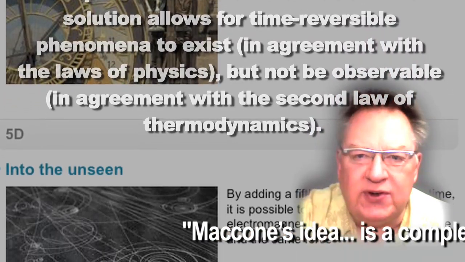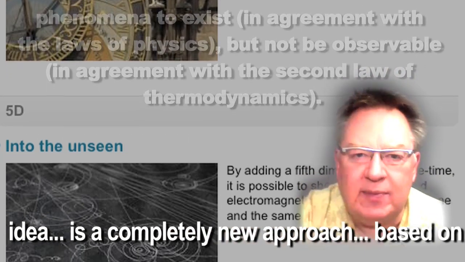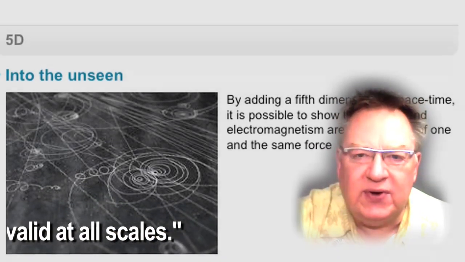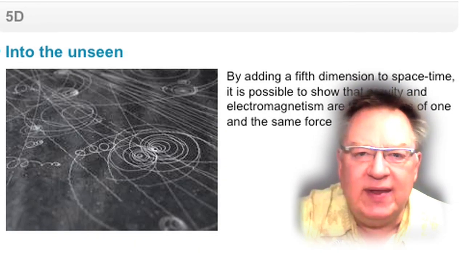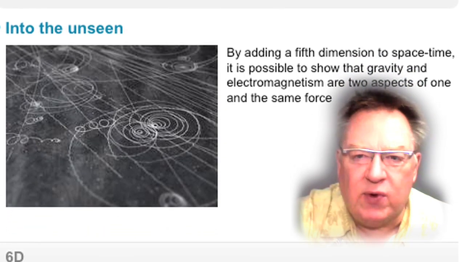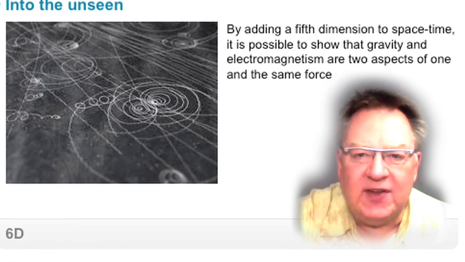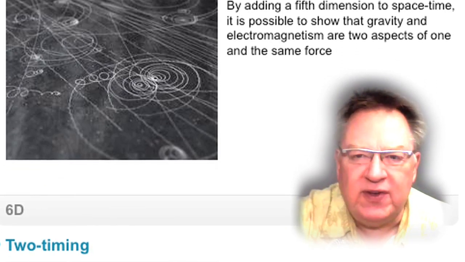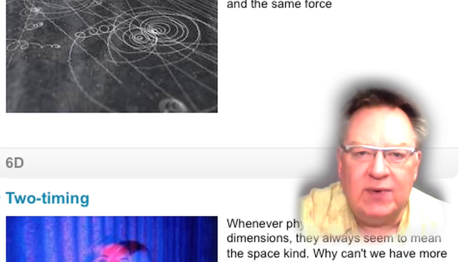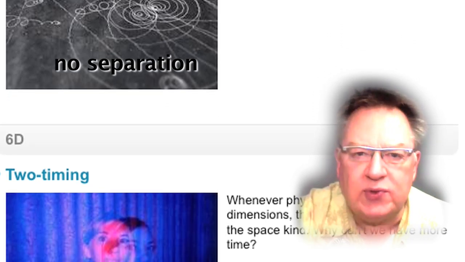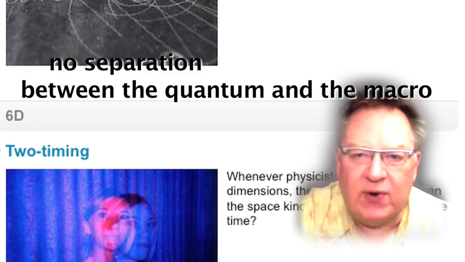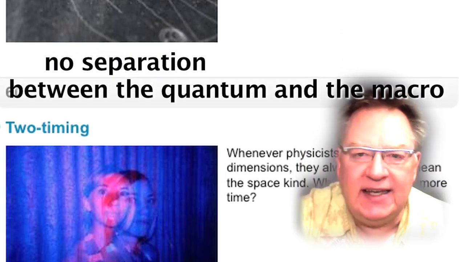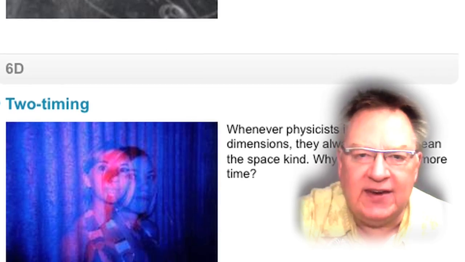I want to make special note of this phrase. Maccone's idea is a completely new approach based on the assumption that quantum mechanics is valid at all scales. As people familiar with my project will know, there are critics who have said that by assuming there is a direct continuum from the quantum to the macro worlds, I am somehow mistaken. I've talked many times about the 2007 proof offered by a team of scientists at Oxford under the direction of physicist David Deutsch, which also agrees with this idea of there being no actual separation between the quantum and the macro, and I'll continue to underline this idea as I see it come up in other scientific theories.